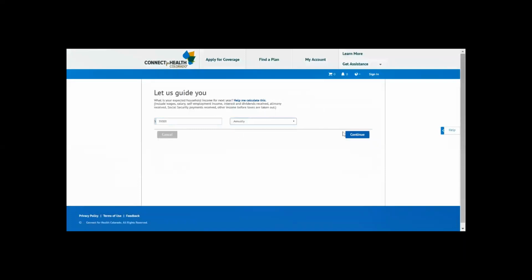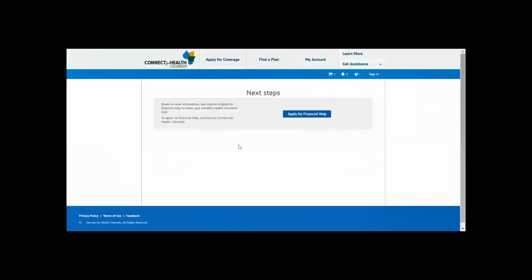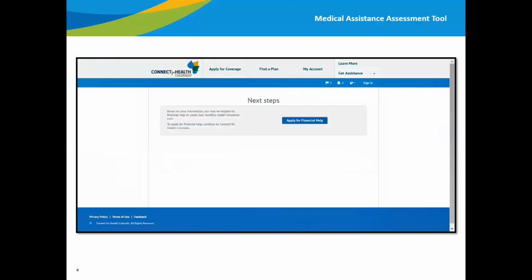Now, it's important to understand here that we are not doing a determination for any medical assistance program or for the tax credits through the exchange. This is purely informational, to help the individual figure out which door might be best for them in order to apply for an insurance affordability program. None of this information is stored. It is completely anonymous. However, this is an attempt, again, to direct the customer to the appropriate place to go ahead and apply for benefits.